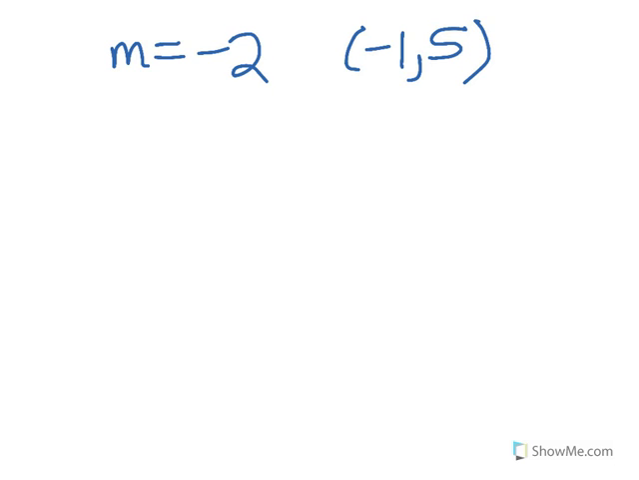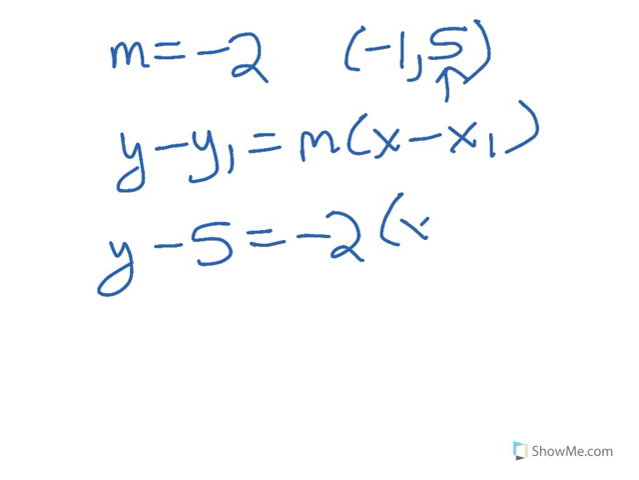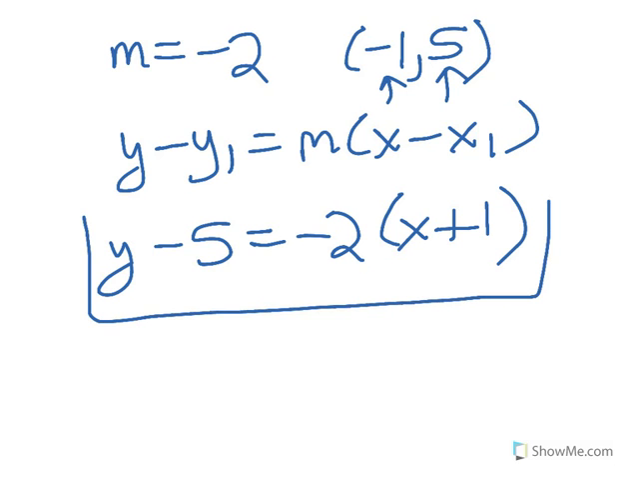Well, our formula is y minus y1 equals m times the quantity x minus x1. y1 would be the y value of our given point. That would be 5. So we have y minus 5. Our slope is negative 2. And negative 1 is our x1 value. Again, we're subtracting a negative. That will come out to look like addition. And there it is. This is the equation of the line we're talking about in point-slope form.